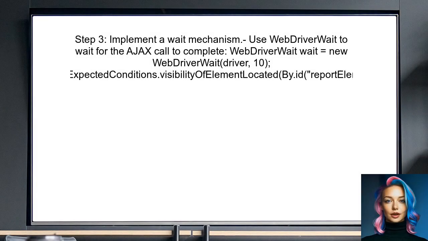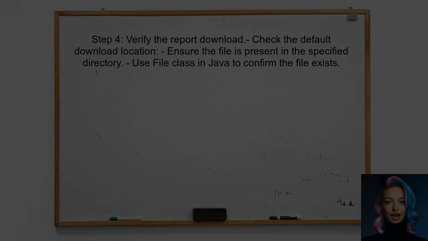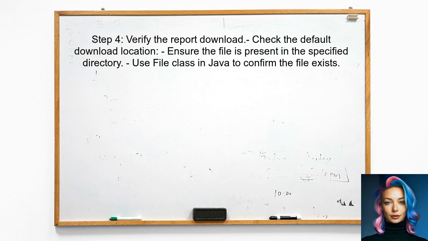After configuring the driver, the user should implement a wait mechanism to ensure that the AJAX call completes before proceeding. This can be done using WebDriver wait. Finally, the user should verify that the report is being downloaded to the expected location. This can be done by checking the default download directory after the AJAX call.